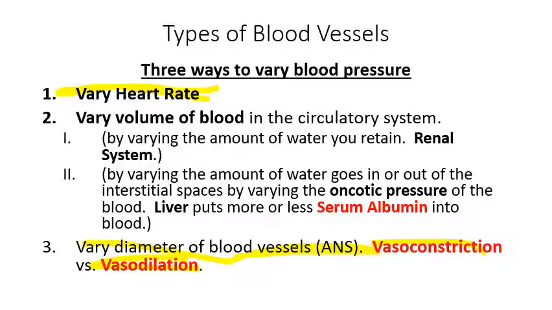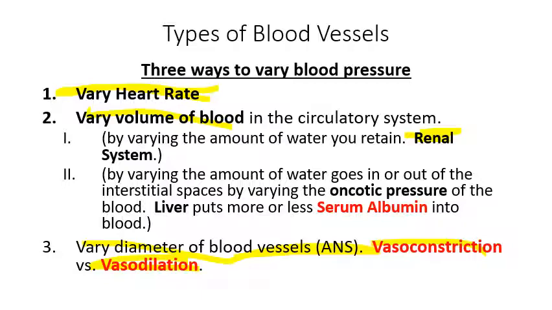Okay, the third method is that you can vary the blood volume. If you increase the blood volume, that tends to make blood pressure go up. If you decrease the volume, that makes blood pressure go down. And the amount of fluid that is in the blood is determined by 2 things. Number one, it's determined by the renal system, the kidneys. And what happens is that the kidneys decide how much water it's going to keep versus how much water it's going to let out in the urine.